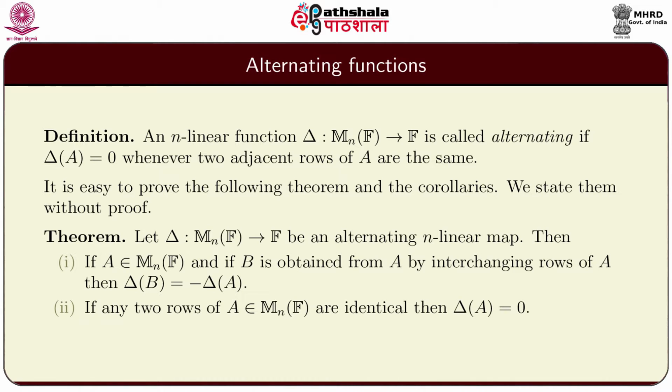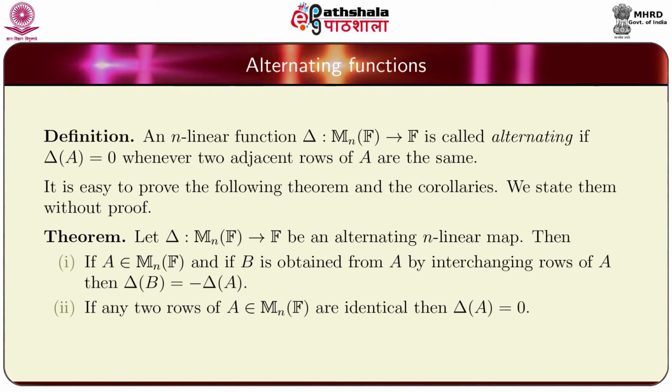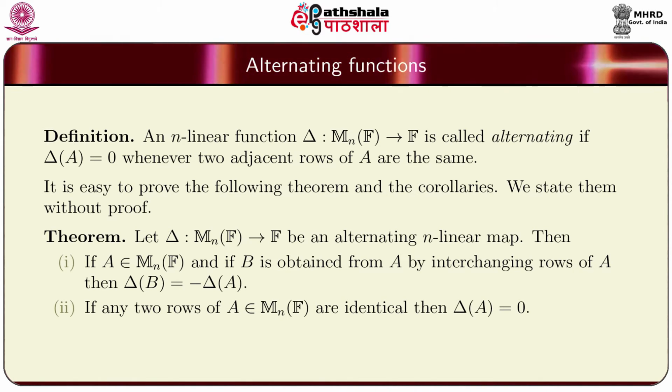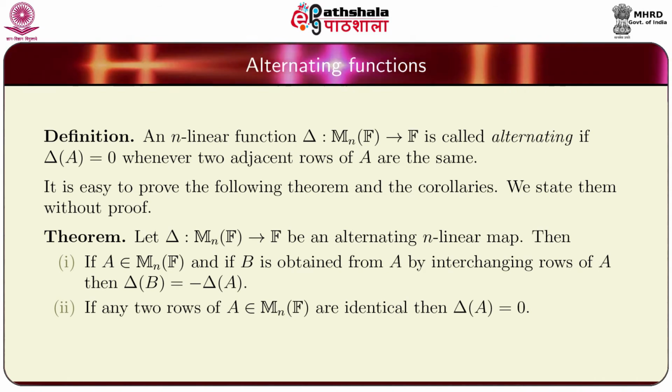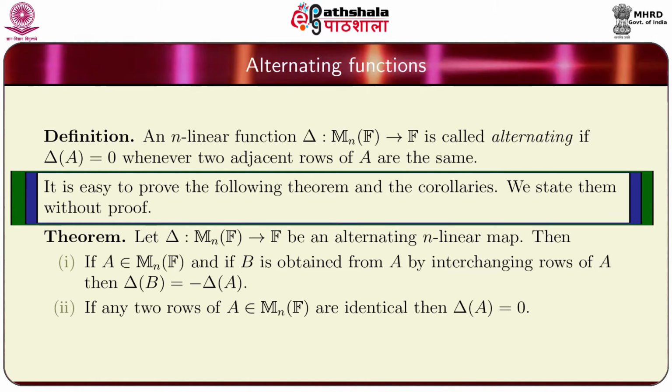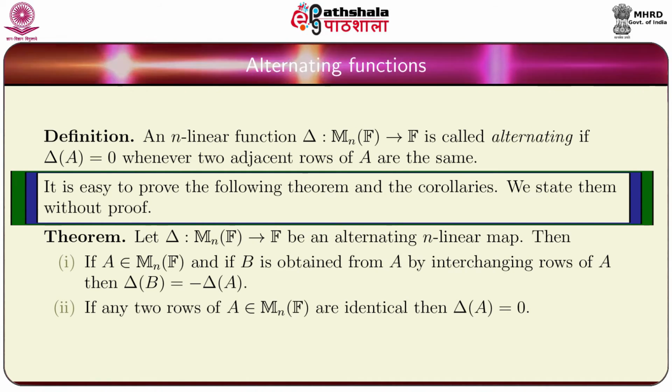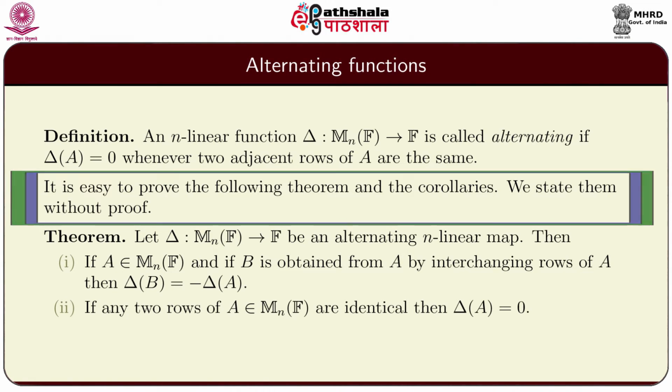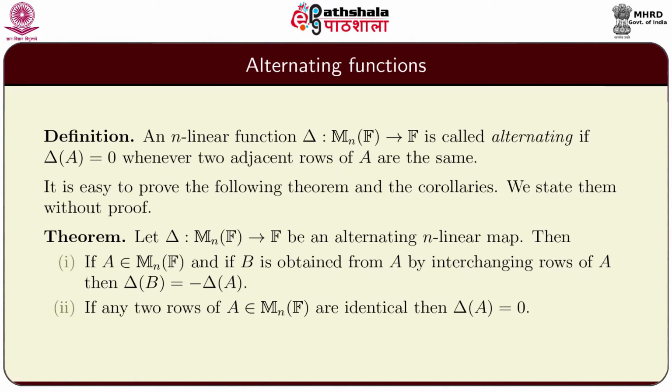Definition: an n-linear function delta from M_n(F) to F is called alternating if delta of A is 0 whenever two adjacent rows of A are the same. It is easy to prove the following theorem and its corollaries. The theorem says: let delta from M_n(F) to F be an alternating n-linear map.